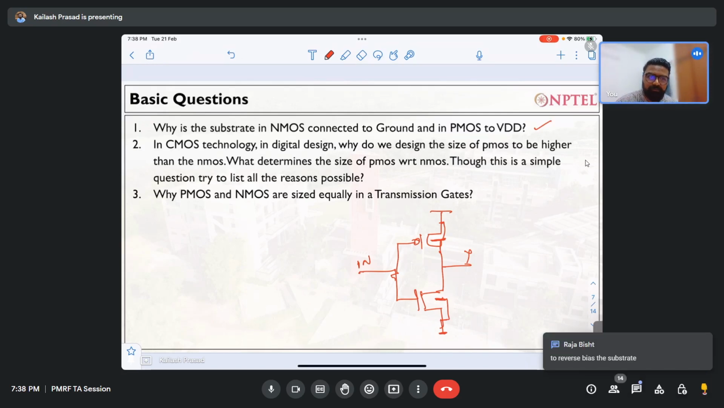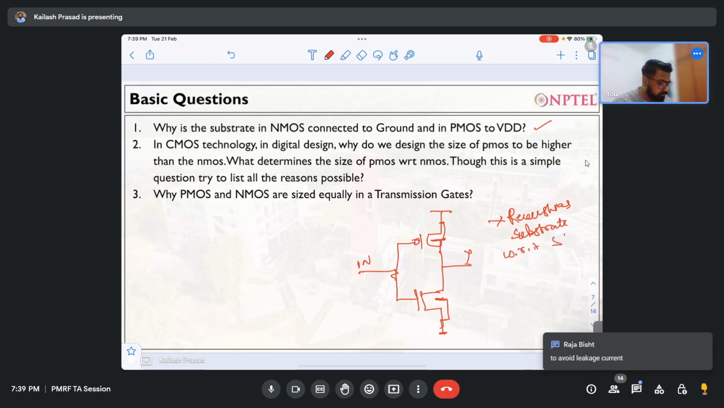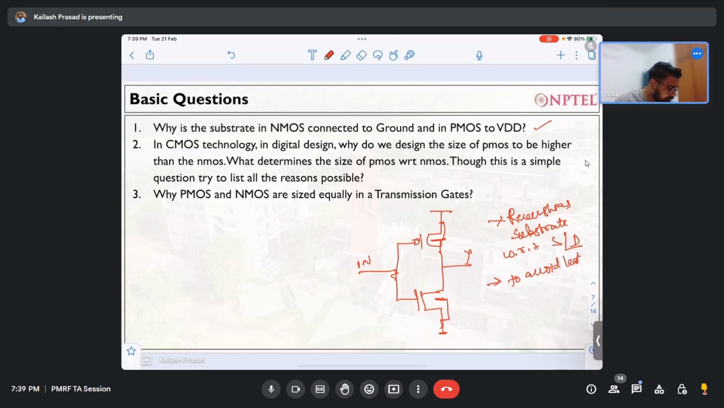To reverse bias the substrate, with respect to what? With respect to drain and source, that's correct. And why do you want to reverse bias? So I have one answer: reverse bias the substrate with respect to source and drain. And Raja is saying the answer, to avoid leakage. I will just show you how it happens.